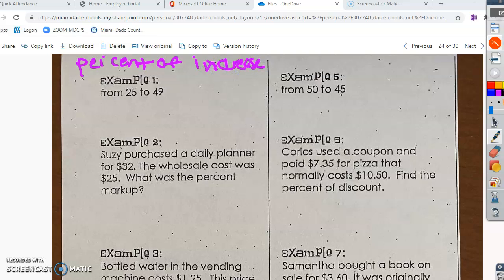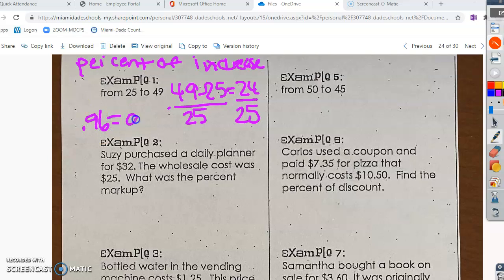And we're going to start with 49, finding the difference, minus 25 equals 24. You're always going to divide by the original amount, which is 25. 24 divided by 25 is 0.96. And because we are looking for a percent, the answer here would be 96%. Remember to move that decimal 2 places to the right in order to convert it to a percentage.